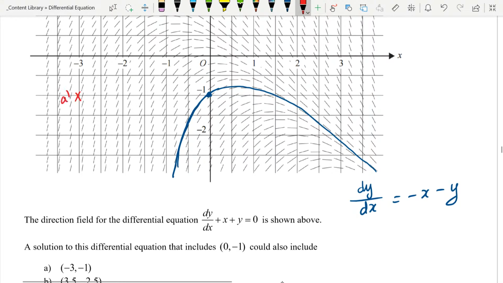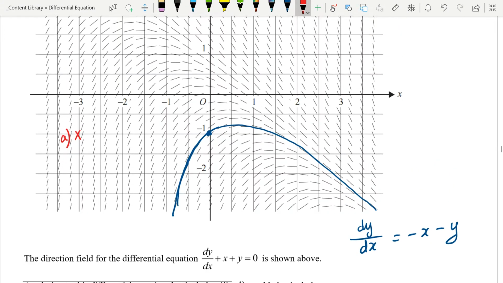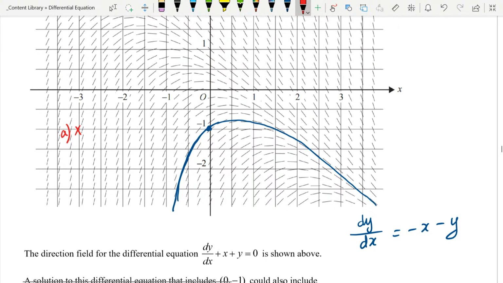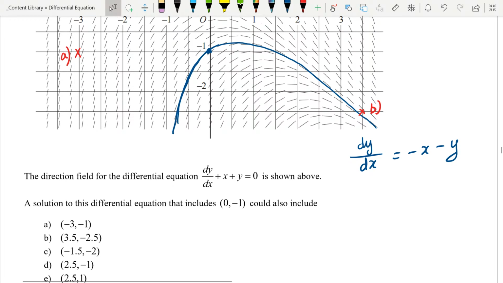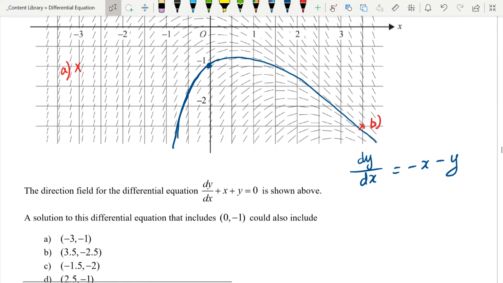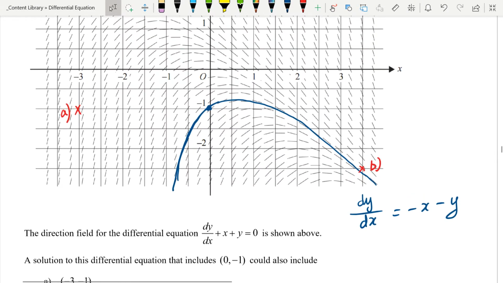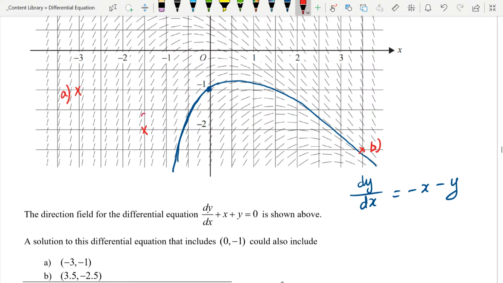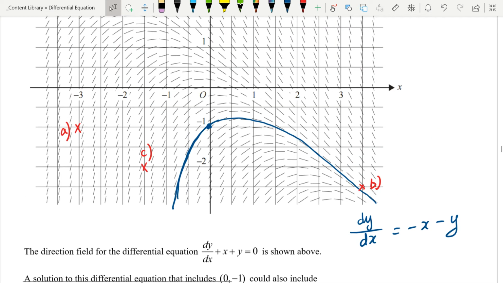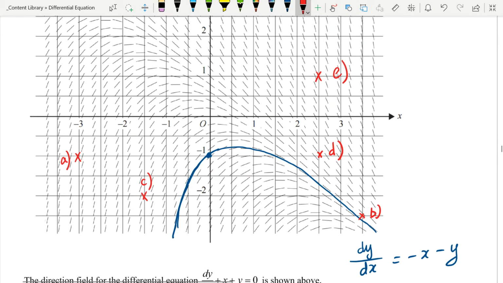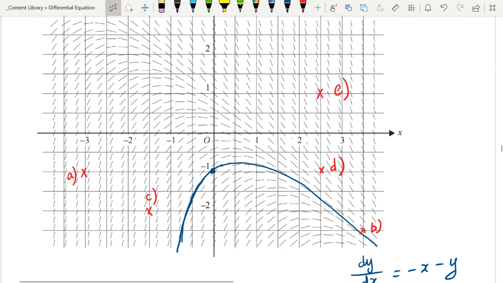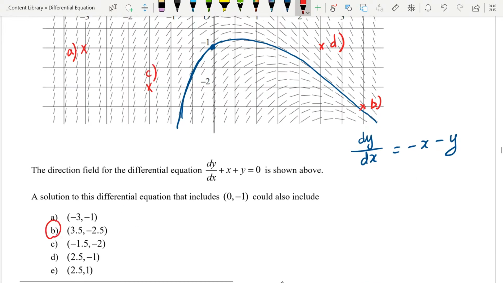Negative 3, negative 1, which is A, is here. 3.5, negative 2.5 is kind of here. This one is basically to see where the graph is, where the points are, and which one is most close to the graph. Negative 1.5 and negative 2, which is D, is here. 2.5 and negative 1 is here, which is D. And 2.5 and 1 is not going to be on the graph. Which one will be the answer? It's quite obvious. B will be the answer. So it's trial and error for this one.